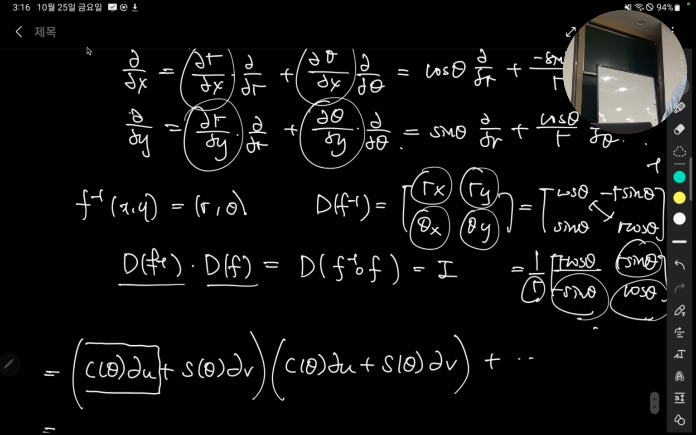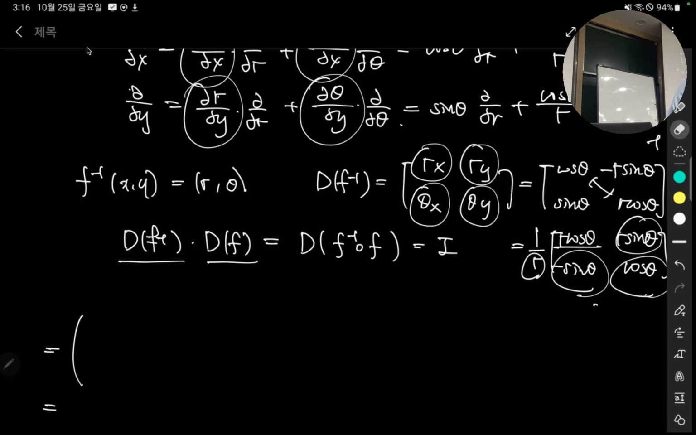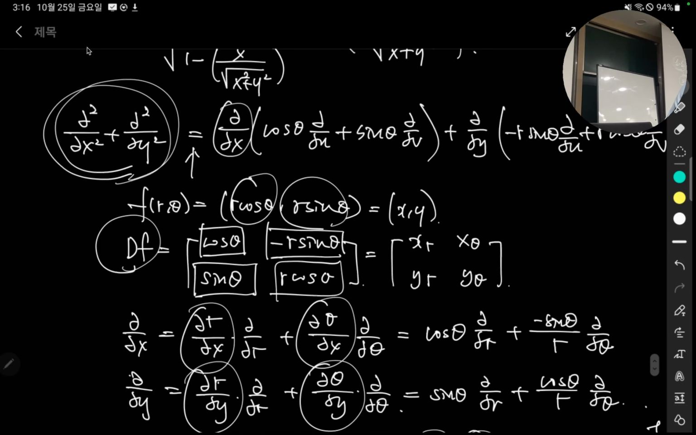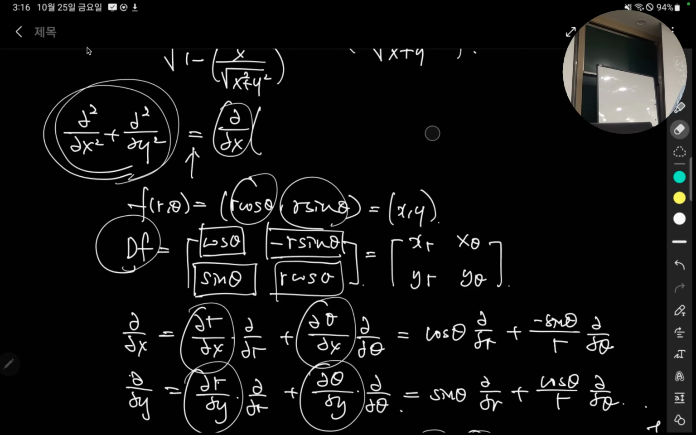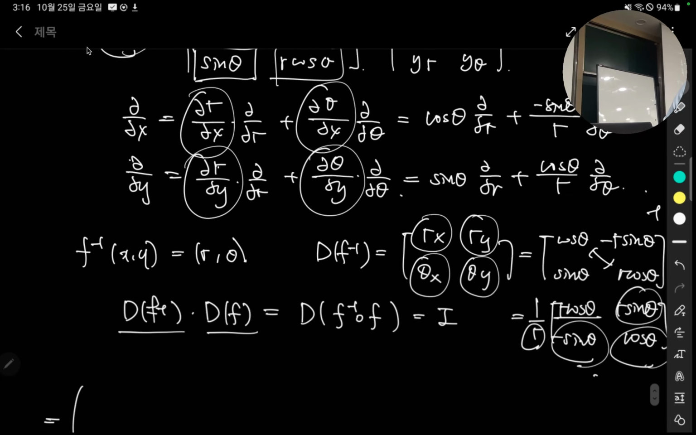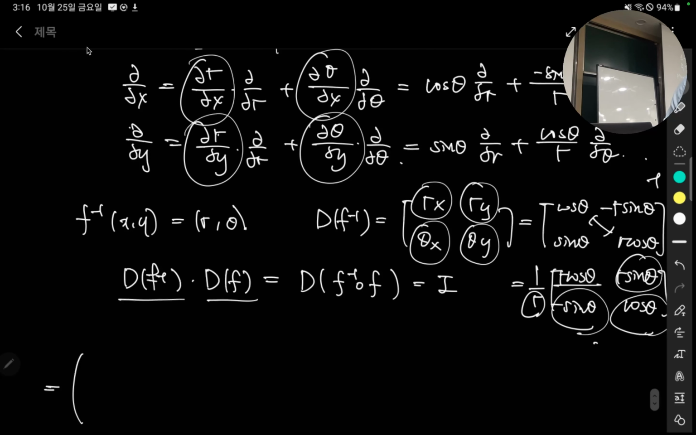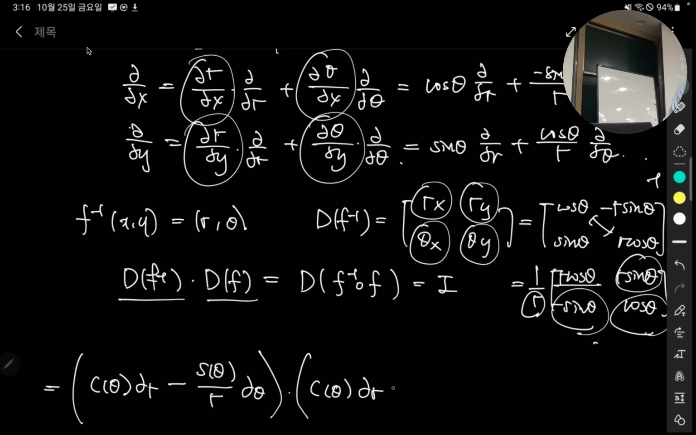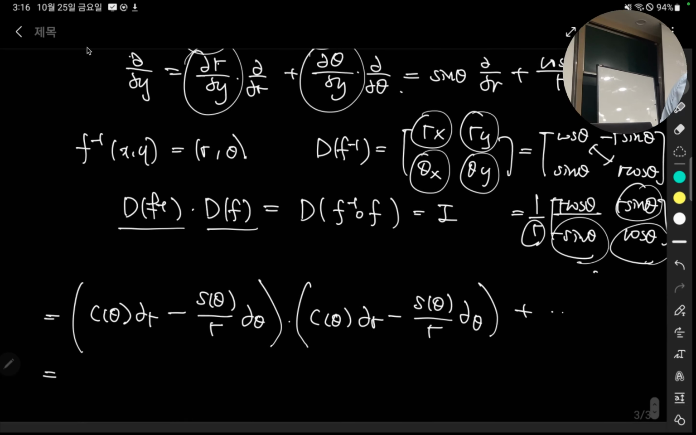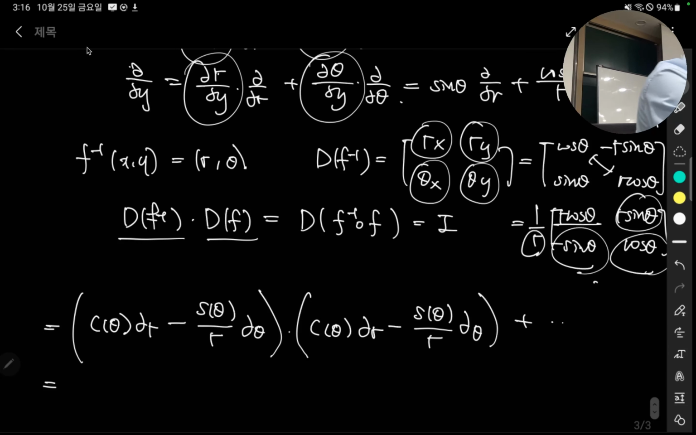Okay, so now I have a different formulation here. So we have erased this one. Actually, I have to erase this part too. So what happens here is now I have ∂x equal to cosine theta ∂r minus sine theta over r ∂θ, acting on the same operator again, cosine theta ∂r minus sine theta over r ∂θ. And there's another part, ∂y squared. But let's skip this part, and let me show you how you can compute this part.